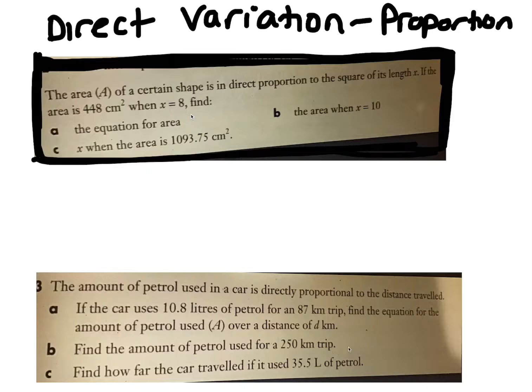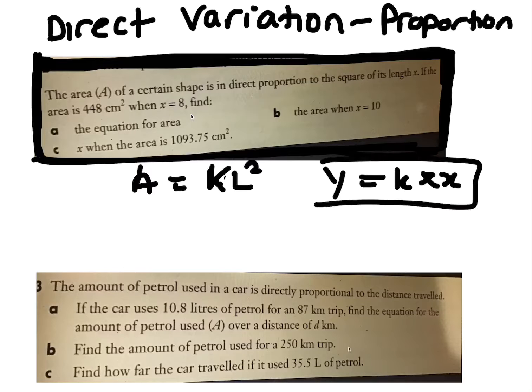Okay, the area of a certain shape is directly proportional to the square of its length. So I'll put L for length. Directly proportional, like if y is directly proportional to x, then y equals k times x. So A is directly proportional to L squared, so A equals k times L squared. So you can form an equation.